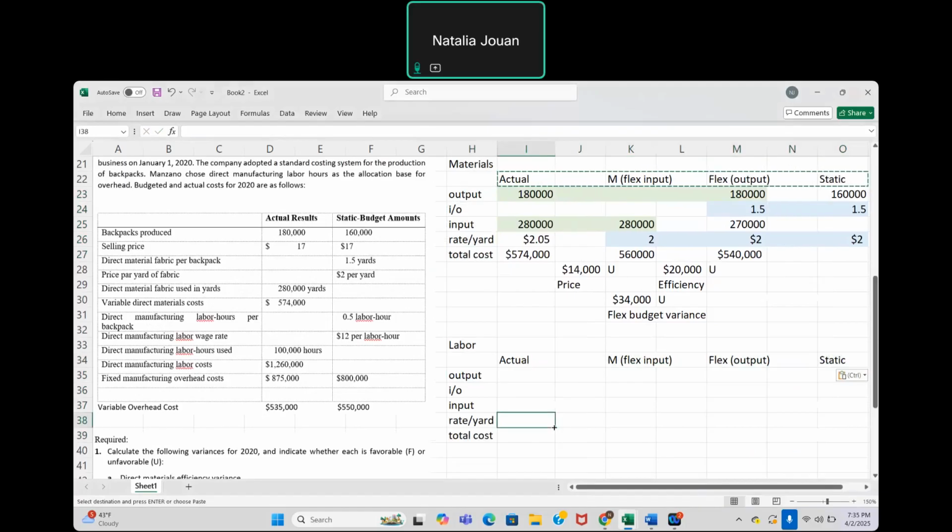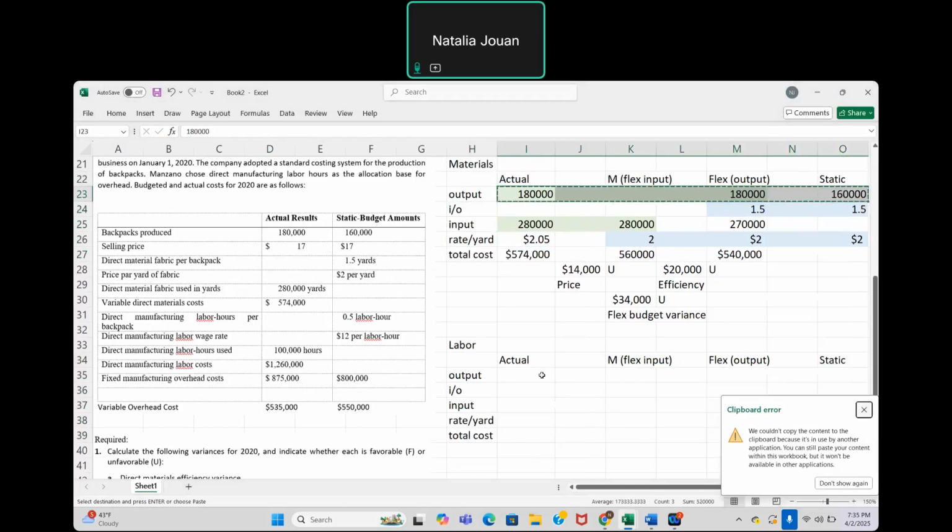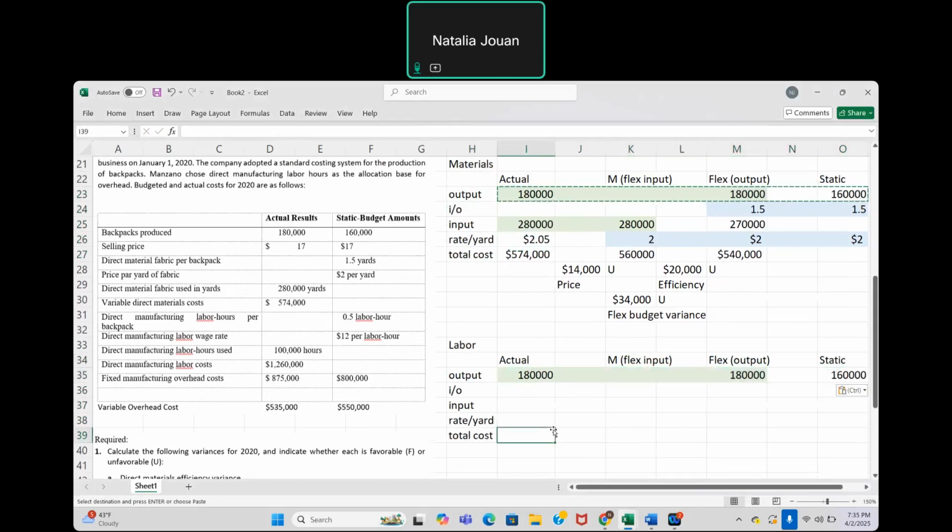How many labor hours were worked? Now we're in labor. So the first line will continue the same. It's the same problem, so we can copy and paste. Same line. Okay. All right. Let's get the information related to labor. Direct manufacturing labor hours per backpack. You're supposed to take half hour to make 1 backpack. Okay. And then we are paying $12 an hour. Okay, let's put a $ sign so we know this is a rate. And what else? We used 100,000 hours.